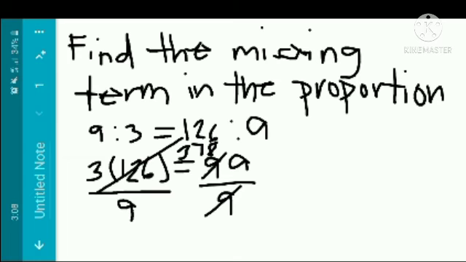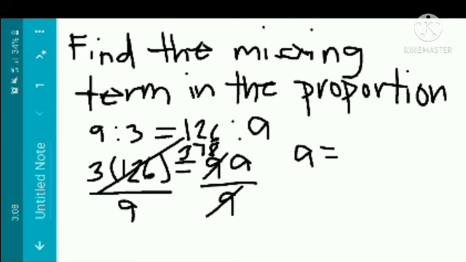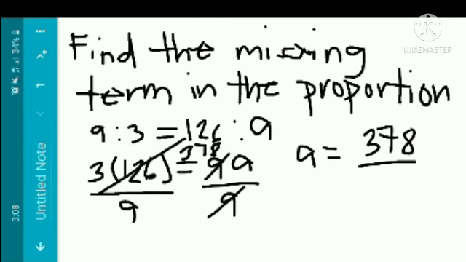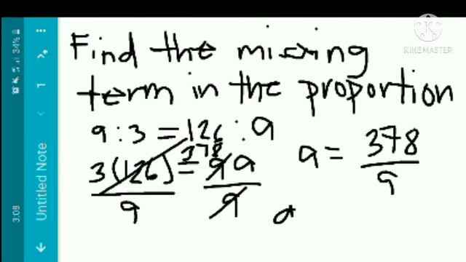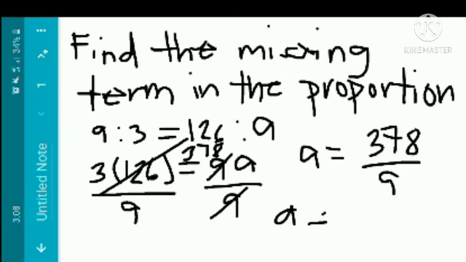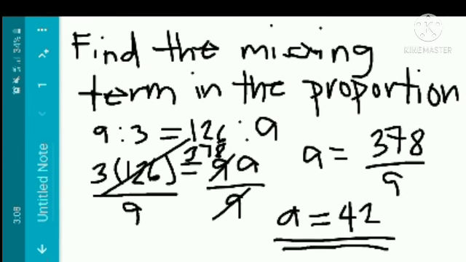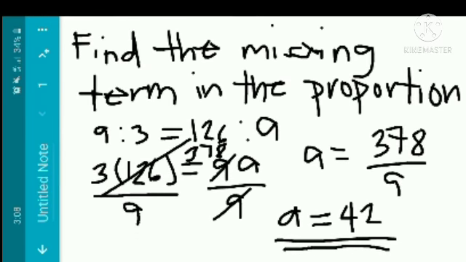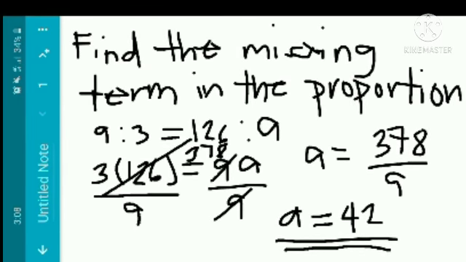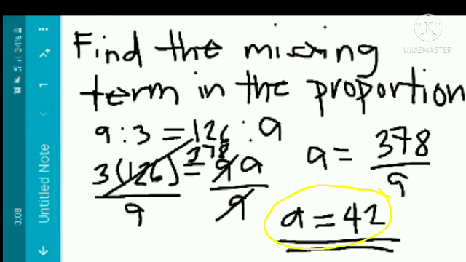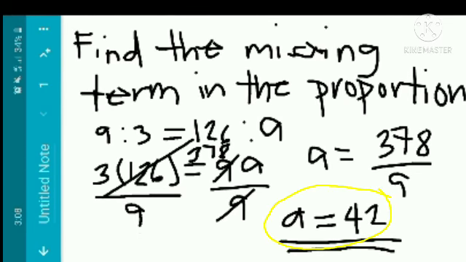So a is equal to 378 divided by 9. How much is 378 divided by 9? That is equal to 42. So our missing term is 42. This is our final answer. We can now conclude that 9:3 is equal to 126:42. This is our final answer.